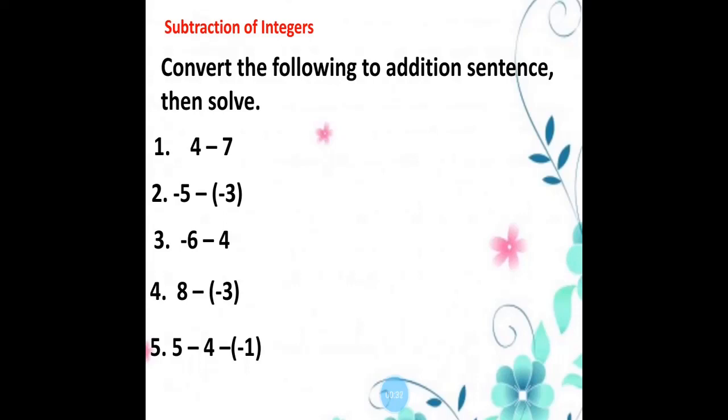So we are going to copy 4, plus the opposite of 7, which is negative 7, right? Okay, and the correct answer is 4 plus negative 7 is negative 3.